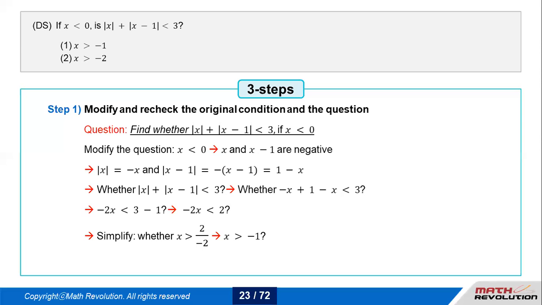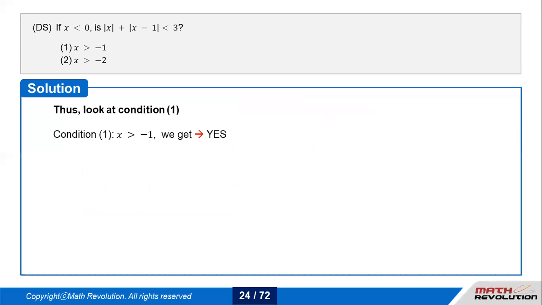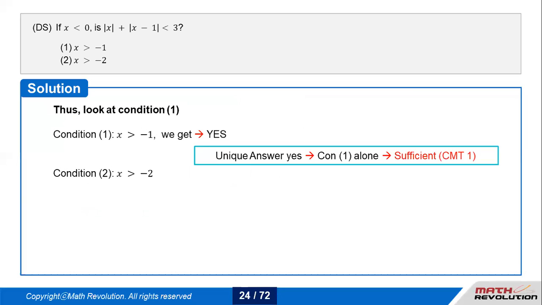So my question is just one. Is x greater than minus 1? That's it. And what is my first condition here? x is greater than minus 1. I'll get yes. That's it. But my condition number 2 says x is greater than minus 2. So for minus 1.5, the expression doesn't hold. But for minus 0.5, the expression does hold. So you can quickly check, and they have nowhere mentioned that x is an integer. So always pay attention to such words.